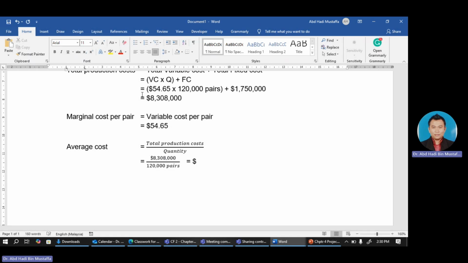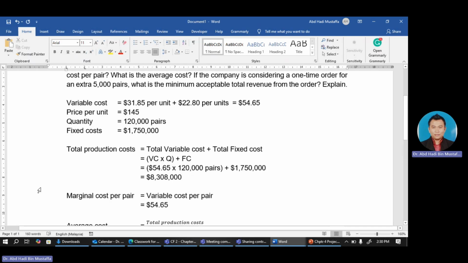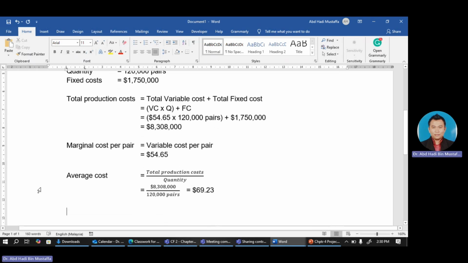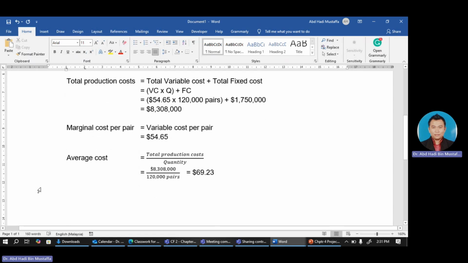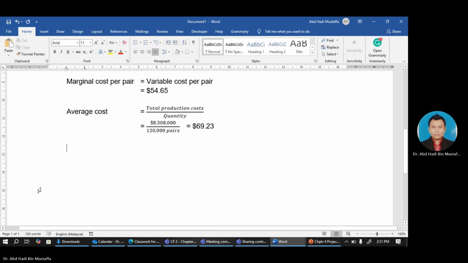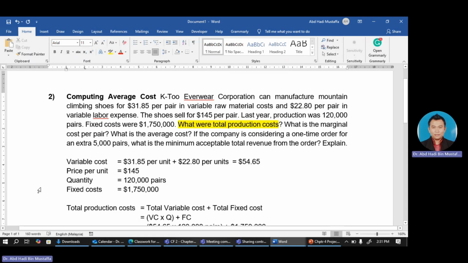Okay, so the average cost will be, if you press the calculator, 69.2, to three decimal places please. That means one pair of shoes costs around $69. Remember, the selling price in the question is $145. So there is a potential revenue because the selling price is higher than average cost.